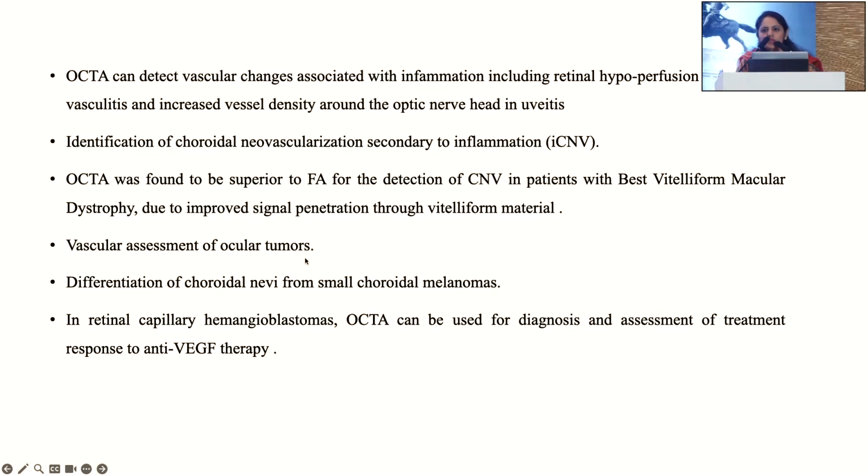So what I want to say is that OCTA, being a non-invasive technique, can be used in cases where the dye is a relative contraindication, especially in cases of AMD where the imaging of the deeper layers is much better with OCTA. Thank you.